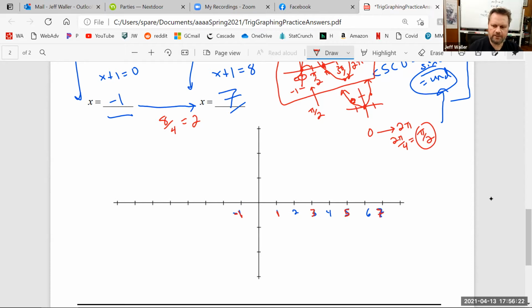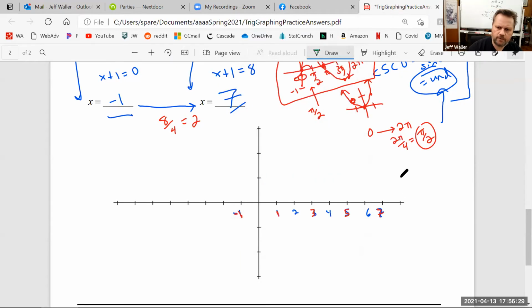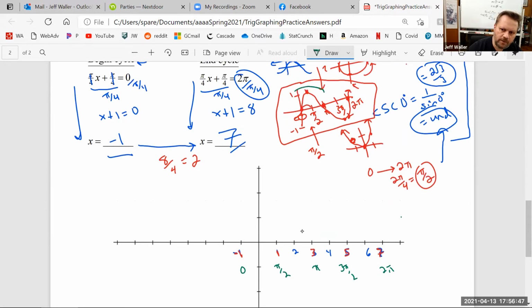Let me see if I can push this a little further. Can you guys see my graph again? Yes. All right. So this is related to 0. This is related to pi over 2. This is related to pi. This is related to 3 pi over 2. This is related to 2 pi. So all I'm doing is taking this shape and where it normally does things, and I'm stretching it out and I'm moving it around.